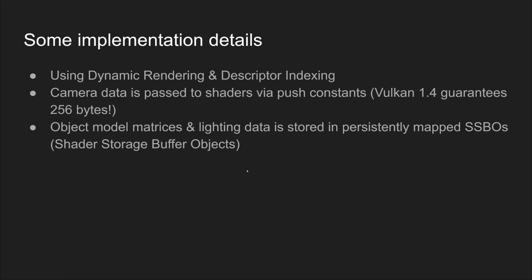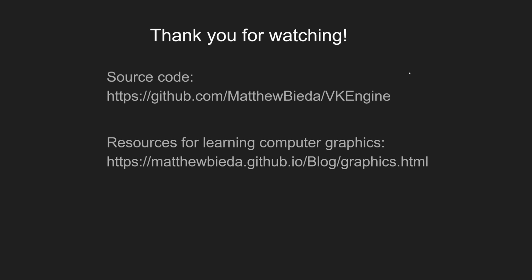So here's some light implementation details. I'm using dynamic rendering and descriptor indexing to alleviate some of the hassle with descriptors on the application side. Camera data is being passed to shaders via push constants. Since Vulkan 1.4 guarantees 256 bytes of push constants, we can guarantee that's portable. And then my object model matrices and my lighting data is being stored in persistently mapped SSBOs, shader storage buffer objects.